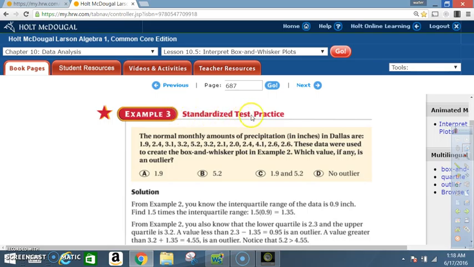Example 3, standardized test practice. The normal monthly amounts of precipitation in inches in Dallas are, and here we have our numbers. These data were used to create the box and whisker plot in example 2. Which value, if any, is an outlier? A, 1.9; B, 5.2; C, 1.9 and 5.2; or D, no outlier.